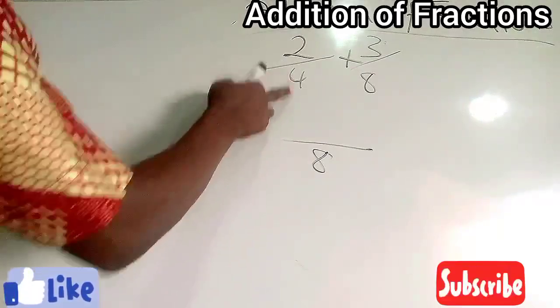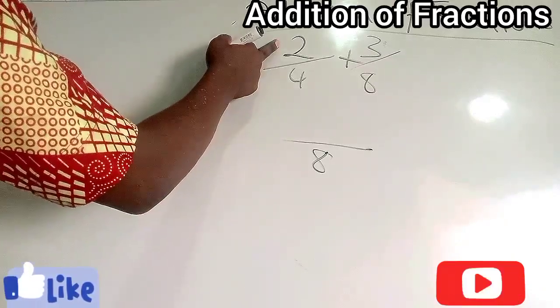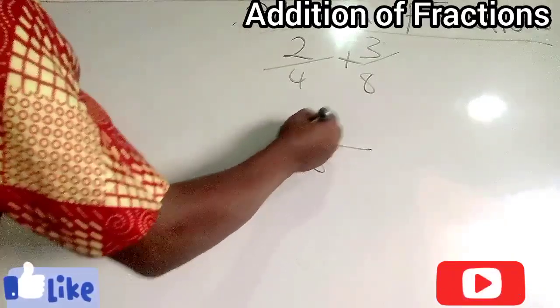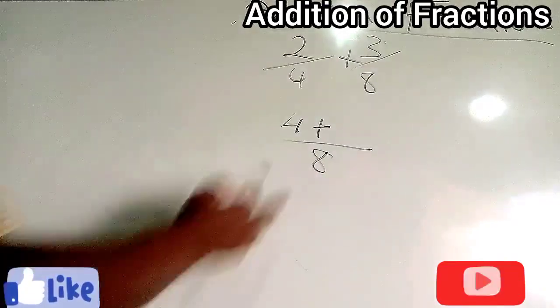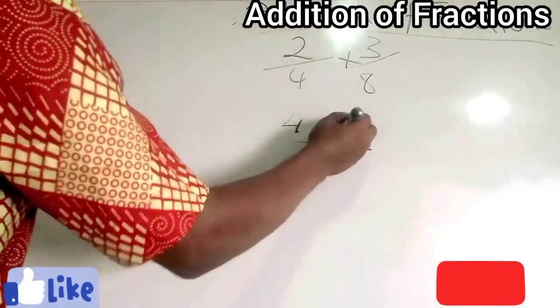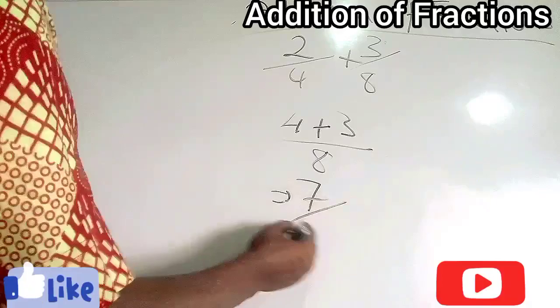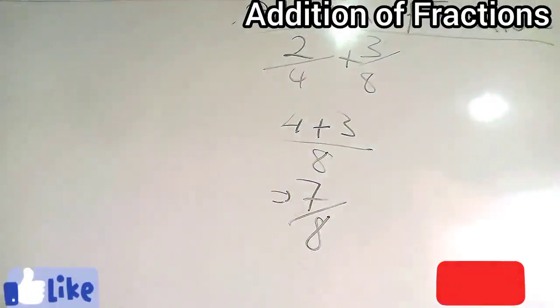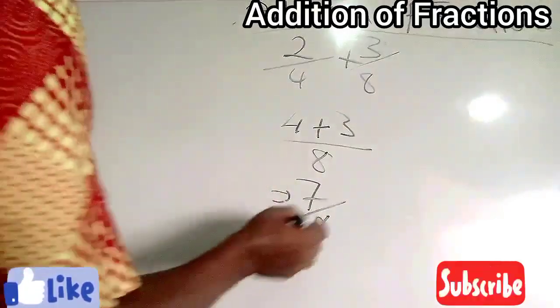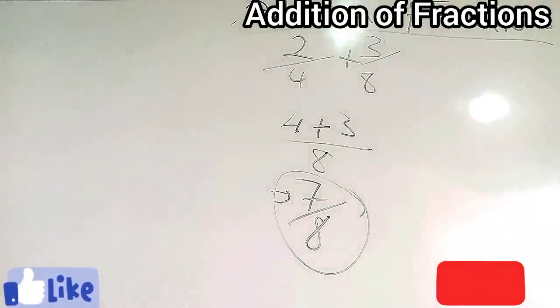Okay, so 4 can go into 8 how many times? 2 times. So that 2 times the numerator 2 here will give you 4. You bring your addition sign. How many times can 8 go into 8? 8 can go into 8 one time. So that 1 times 3 will give us 3. You come down, this plus this will give you 7 over 8. If there's any number that can divide them, you do so. If there's no number, then you leave your answer as this.